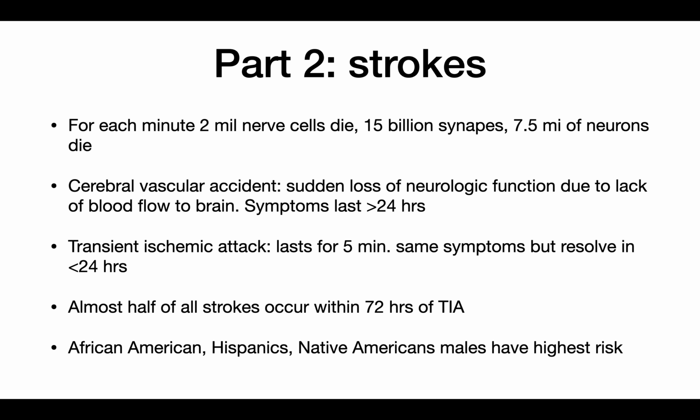Okay, so part 2, strokes. For each minute, 2 million nerve cells die, and 15 billion synapses are basically winked out of existence, and all of that leads to about 7.5 miles of neurons dying. What does that mean? Strokes are pretty serious. We have to do our very, very best to prevent them from even happening.